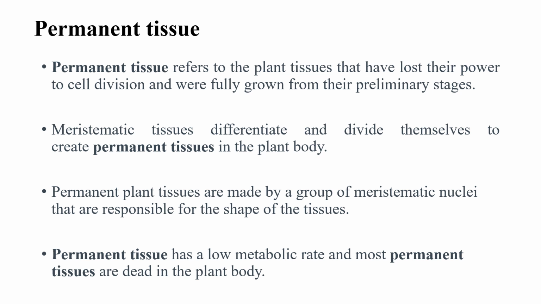Then meristematic tissue differentiates again and again. They divide, redivide, and differentiate. They divide to form or create permanent tissue in the plant body. Permanent tissues are made by a group of meristematic nuclei that are responsible for the shape of the tissue. Permanent tissue has a low metabolic rate, and most permanent tissues are dead because they have lost the capability of division.